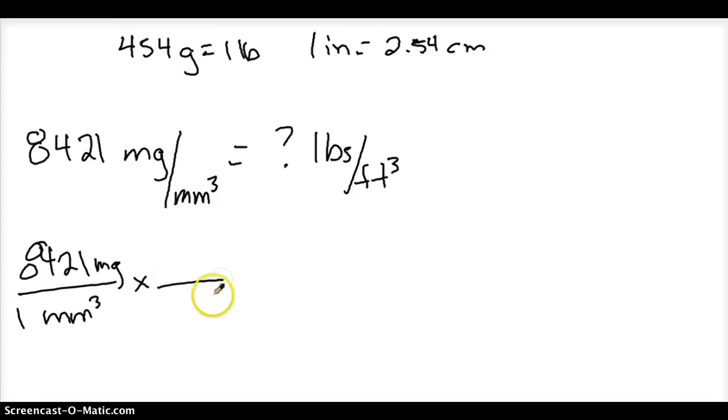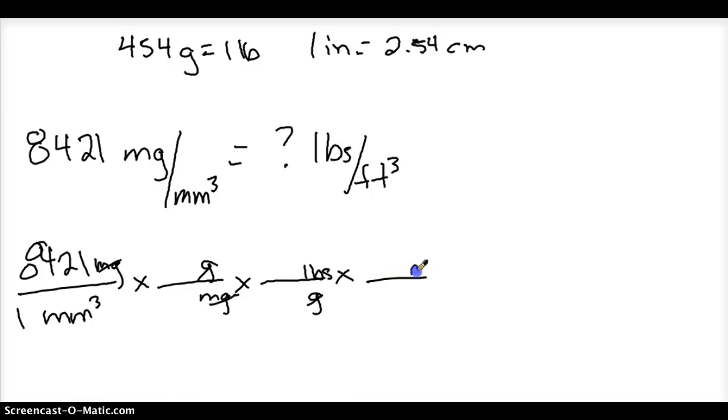Okay, I'm going to start with the top, so I'm going to go milligrams, and I can get to grams, and then I'm going to go again, grams to pounds. Okay, cross off, cross off, cross off, and we are going to be left with pounds on top, which is what we want. Now we're going to work from bottom up.